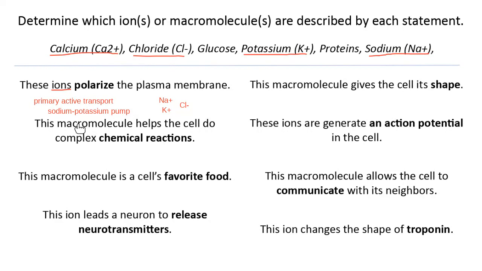My next statement asks us about a macromolecule. When we talk about macromolecules, these are things that are big. Ions are really small. Macromolecules are much bigger. So we have two macromolecules that are listed here. We have the macromolecule of glucose and the macromolecule of proteins. When I talk about the type of macromolecule that helps us to do chemical reactions, which type helps us to do chemical reactions?